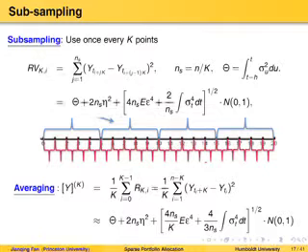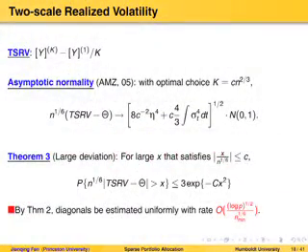So if I use the estimate based on every 5 points, I got this equation. I got the estimate based on every point, I got this equation. So you have 2 equations with 2 unknowns. You could easily solve it. You got a two-scale realized volatility, symbolically very simple. You just take every subsampling of k points and every data point divided by k.